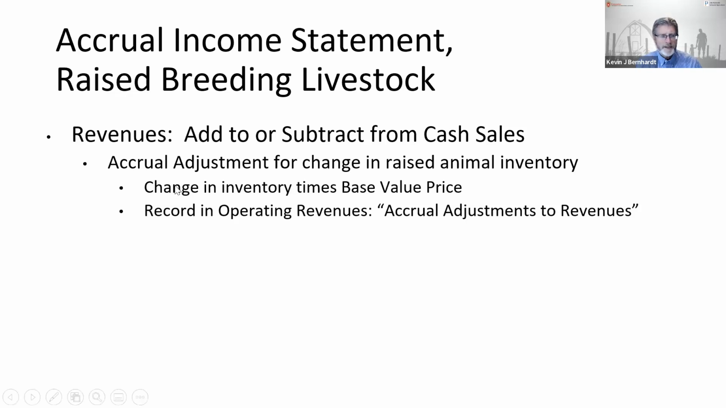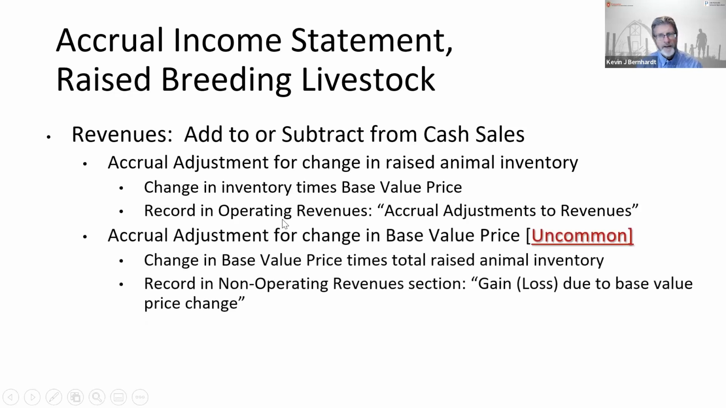Well, the way to do that is in the line here where it says change in inventory times the base value price. So the change in inventory in our little example was 10. We went from 190 animals to 200 animals. And let's say that the base value that we typically have applied, and we want to keep that base value the same for the most part over a long period of time, was $1,200 per animal. So we would take those extra 10 animals times $1,200, and we're estimating that we added revenue to our farm of $12,000, 10 animals times $1,200 each. And we're going to record that in the operating revenue section as an accrual adjustment to revenues. Again, I'll show you this on the spreadsheet when we get to it.